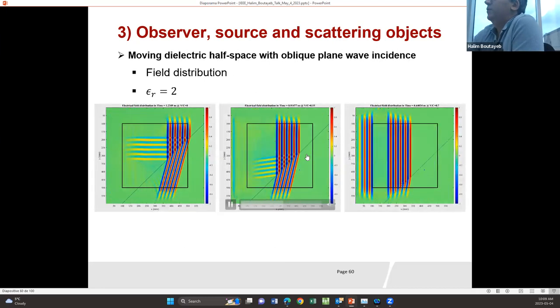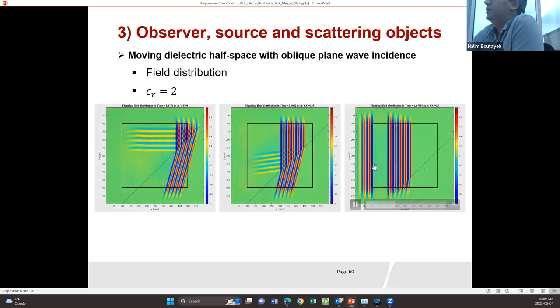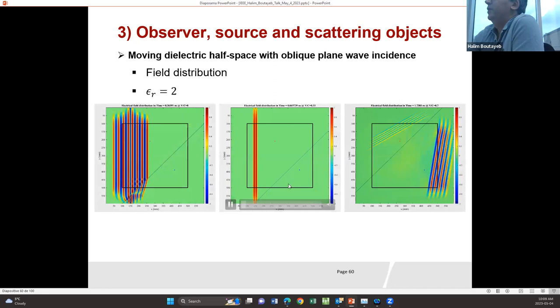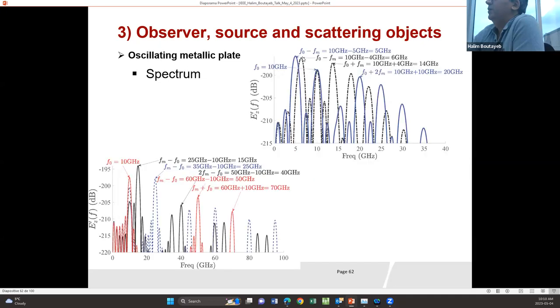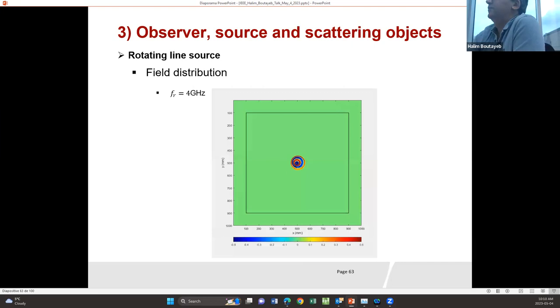Here we see the result for the moving dielectric half space, so for different speeds and different dielectric constants. Here we see a metallic plate that is oscillating. So this is something we can do also in the FDTD. And we obtain results that are very meaningful. The frequency of the oscillation will make this kind of spectrum. Depending on the frequency of the oscillation and the frequency of the wave, we will have this kind of peaks with harmonics and attenuation of the different frequencies.